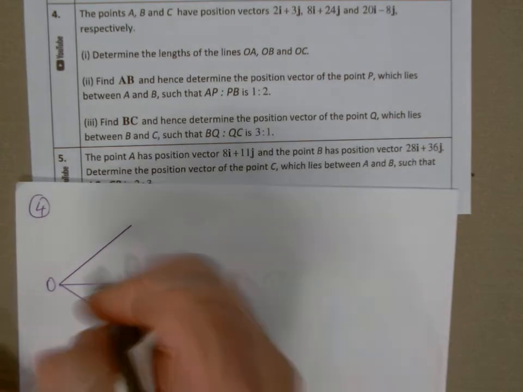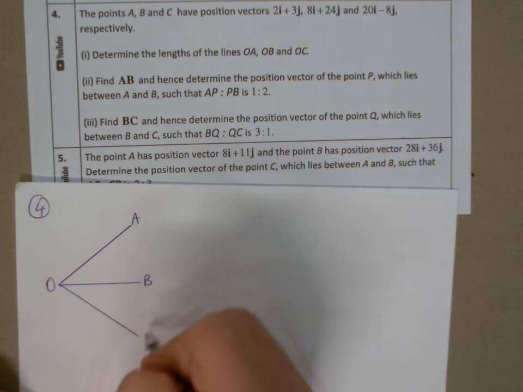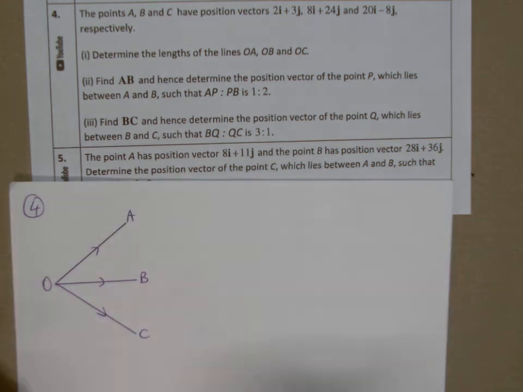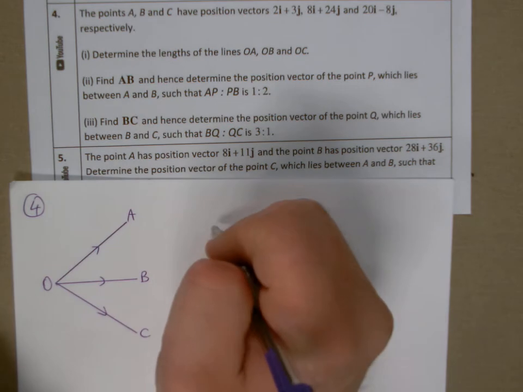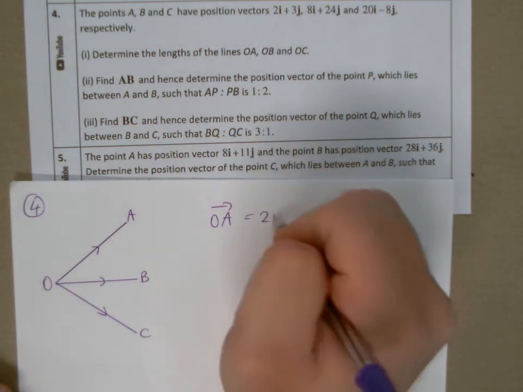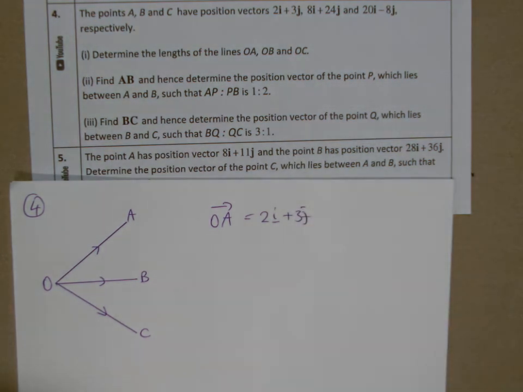So there's the origin there. We have point A there, and point B here, and point C there. And we know the vectors of each of these. We know that OA is, what is OA? 2i plus 3j. That's what OA is, 2i plus 3j.